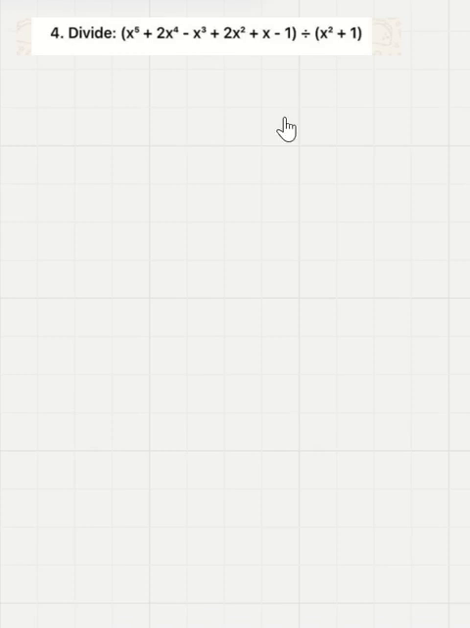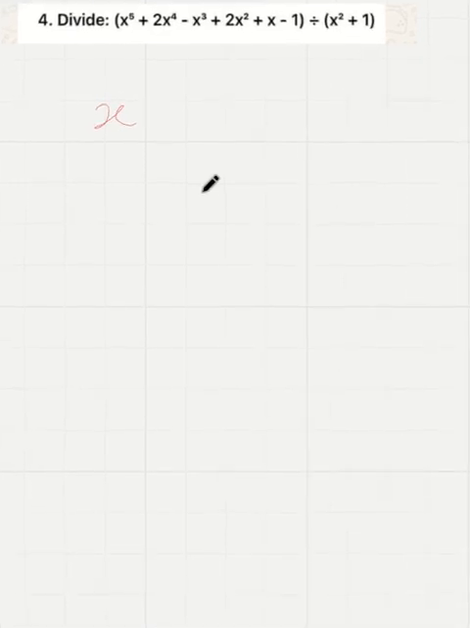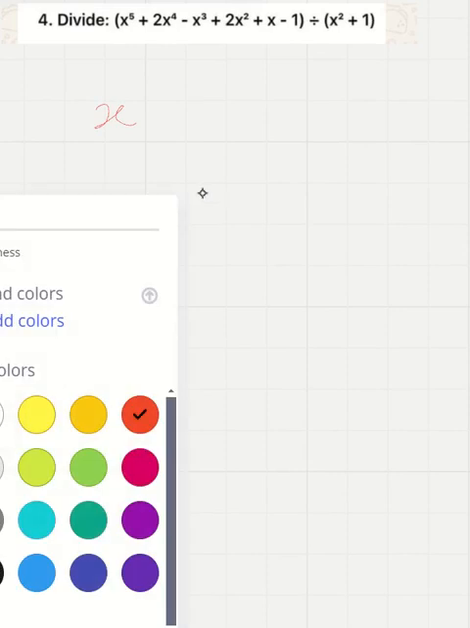All right, so let me solve this question as you requested. We want to divide x cube. I have to increase this a little bit. While I do that, I'll also have to increase the thickness of my pen a little bit.